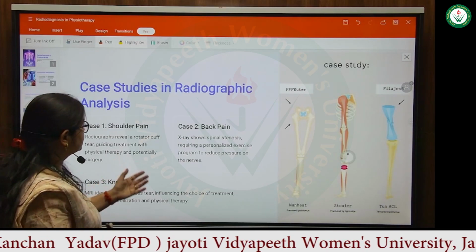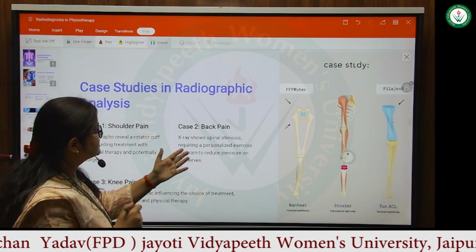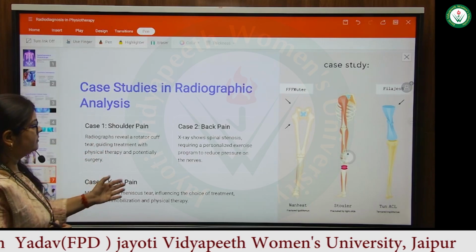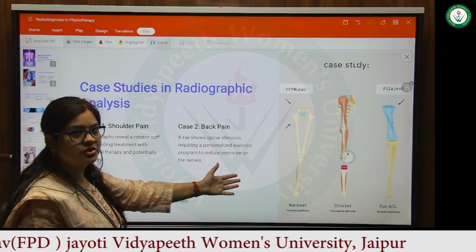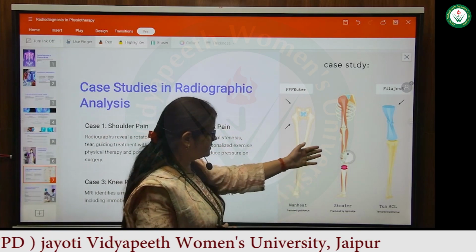And this is the case study, where we can analyze shoulder pain, knee pain and back pain. These are the case studies you can see in the images here.